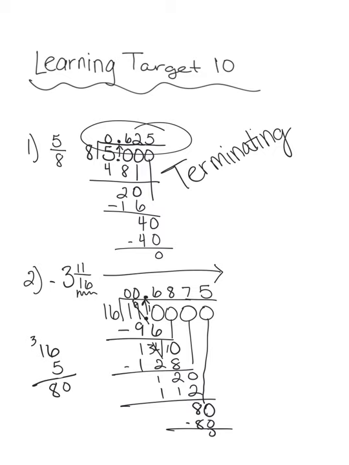Looking at our initial mixed number, it was -3 and 11/16. So we're going to put that -3 to the left of the decimal point. And then what we got with our division is what goes to the right, 6875. So -3.6875 is the decimal equivalent to -3 and 11/16. And this would also be considered a terminating decimal.